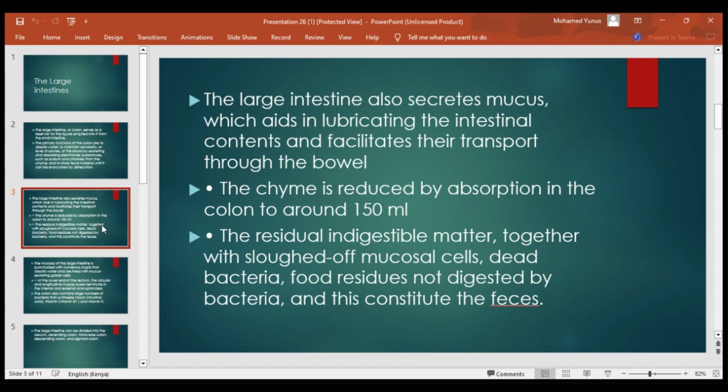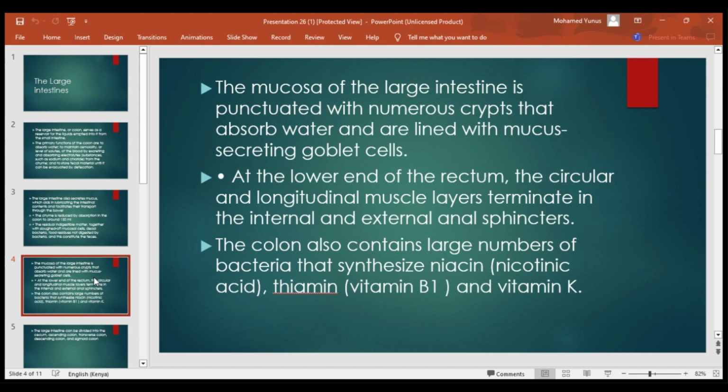We also find that the large intestine secretes mucus, which aids in the lubrication of the intestinal content and facilitates their transport through the bowel. The volume is reduced by absorption in the colon to around 150 mils. The residual indigestible matter, together with sloughed off mucosal cells, dead bacteria, and food residue not digested by the bacteria, constitutes the feces. These are the constituents of the feces: the indigestible matter, the sloughed off mucosal cells, dead bacteria, and food residues. All those make up the feces.